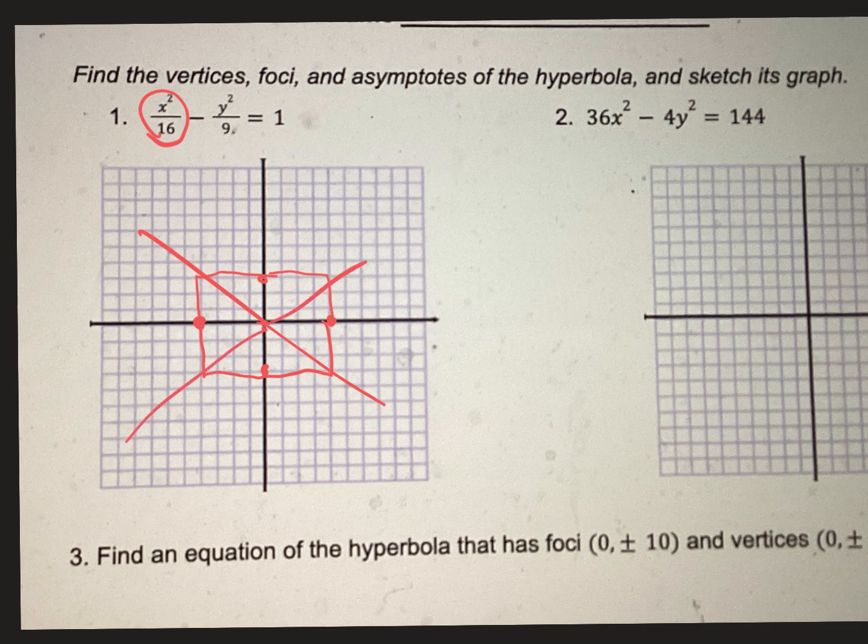And because x is first, the hyperbola is going to open left and right, like the x-axis does. That's not a very good trick. The vertices are where it opens. The vertices are plus or minus 4 and 0. Slopes of the asymptote, I'll do that next. Remember, slopes of the asymptote, square root of what's under the y over square root of what's under the x.